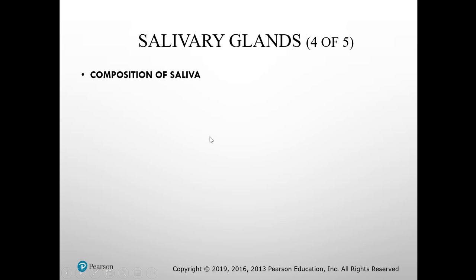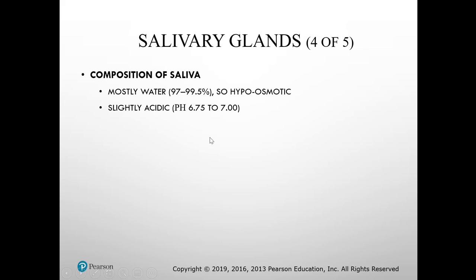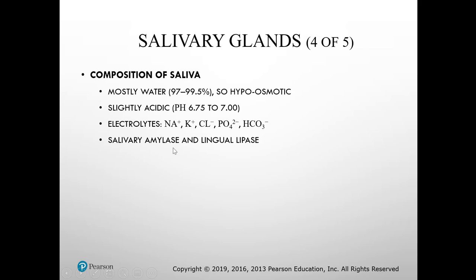And then let's take a look at now the composition of the saliva. It's mostly water, okay? It's slightly acidic, about 6.75 to 7. It has lots of electrolytes in it. It has the salivary amylase. This is actually an enzyme that digests starch. And lingual lipase. This is an enzyme that would break down triglycerides, but not totally. It is very, very small absorbable pieces, but it helps.